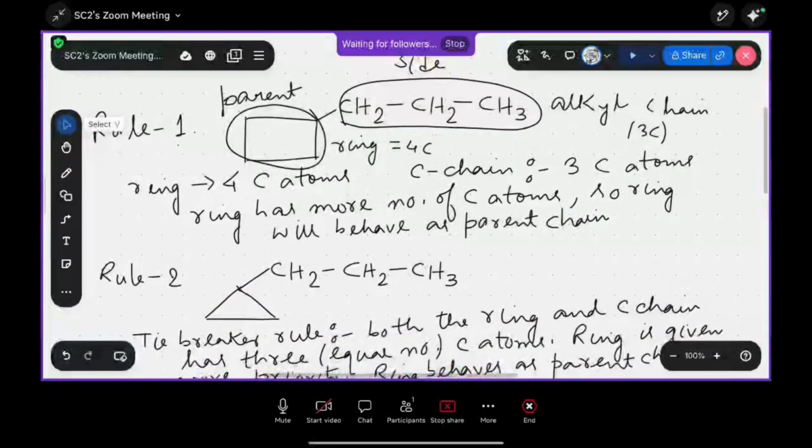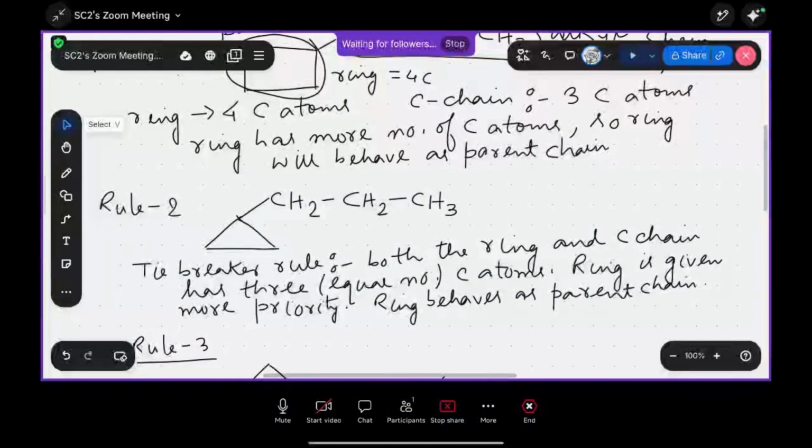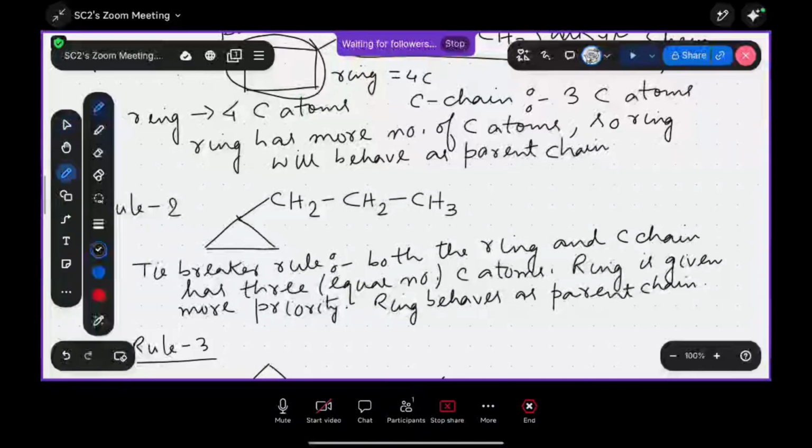The next rule is if the alkyl chain and the ring have the same number of carbon atoms. What can you see? The ring has 3 carbon atoms, whereas the alkyl chain also has 3 carbons. Both the ring and the alkyl chain have 3 carbon atoms, an equal number of carbon atoms. In that case, the ring will be given more priority and the ring will behave as the parent chain.